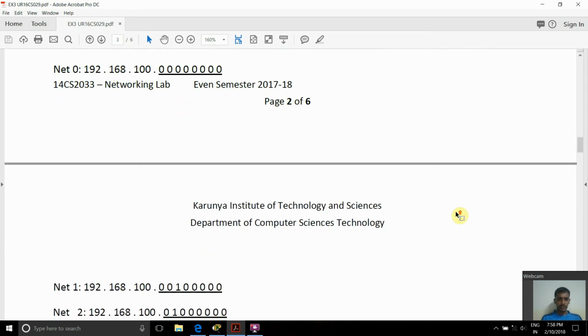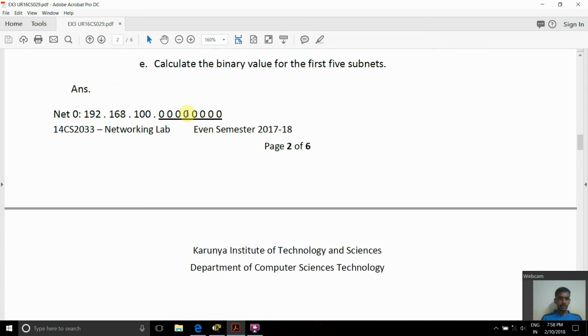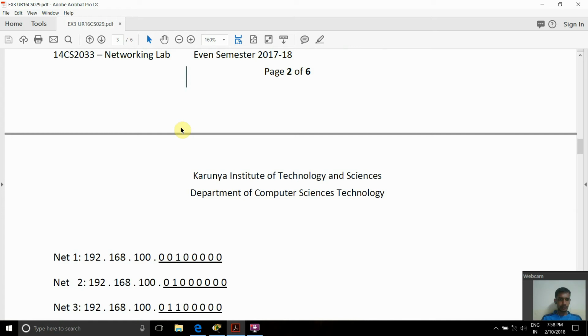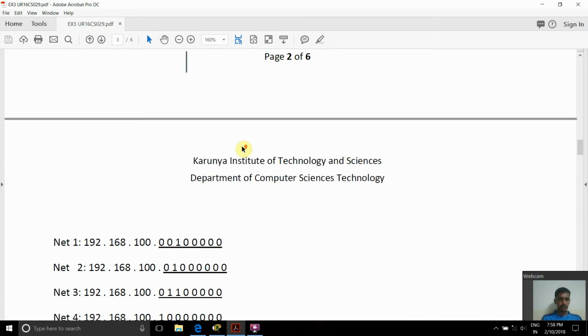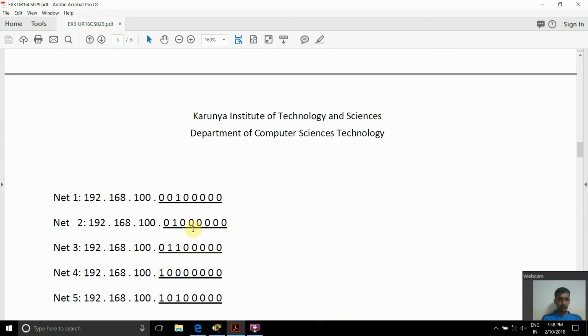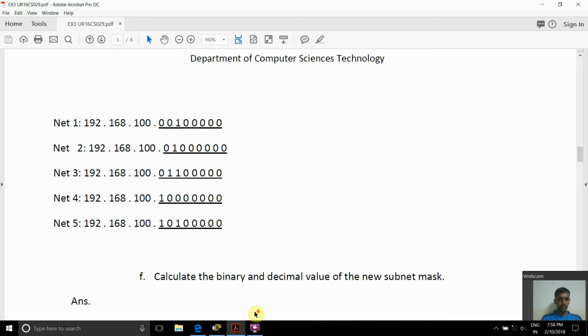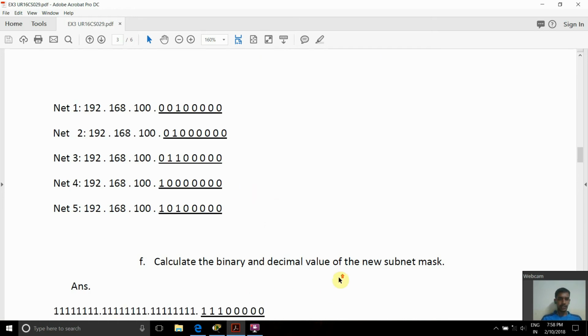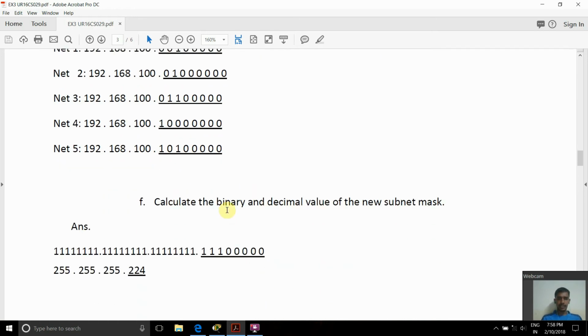As you can see here, these 5 bits are used to name the PCs and other things in the network. These 3 bits belong to the network. So these 3 bits will be changing. So it will be 0 0 0, then 1, then for 2, 3, and so on. So that's how we get binary digits. Calculate the binary and decimal value of the new subnet mask.